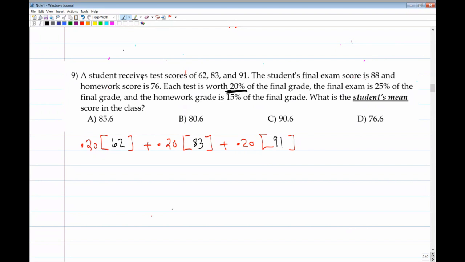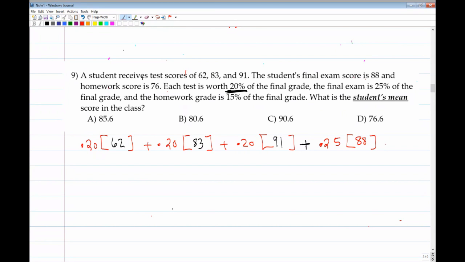Each test is worth 20% of the final grade. The final exam is 25%. So when I add, I say 25% times whatever the final is. So let's find out what the final is. The final score is 88.